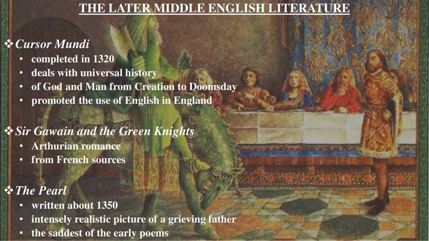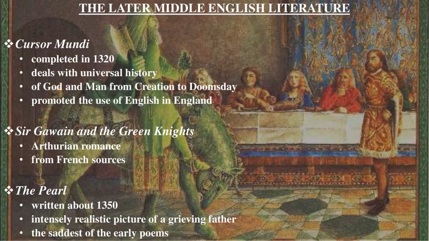During this period, one of the most interesting Arthurian romances, that of Sir Gawain and the Green Knight, was produced. Though these romances originated from French sources, the English workmanship is the finest of our early romances.